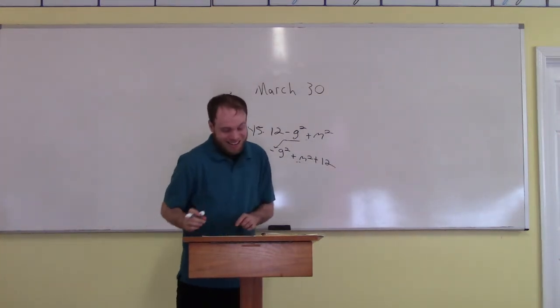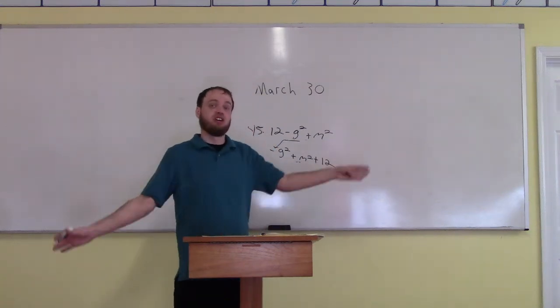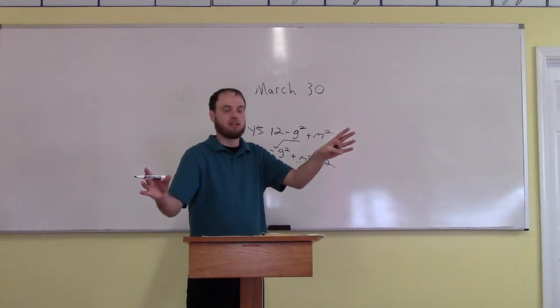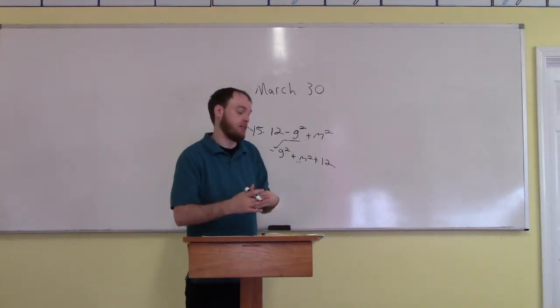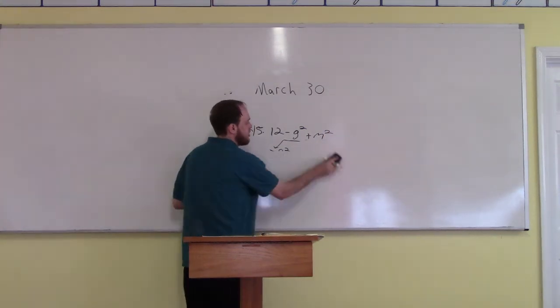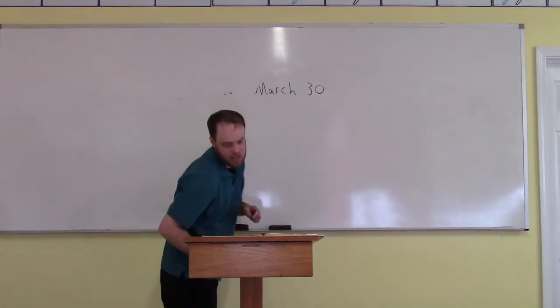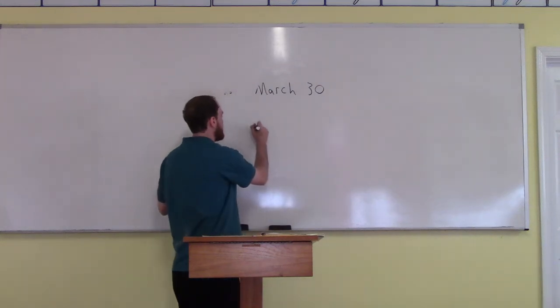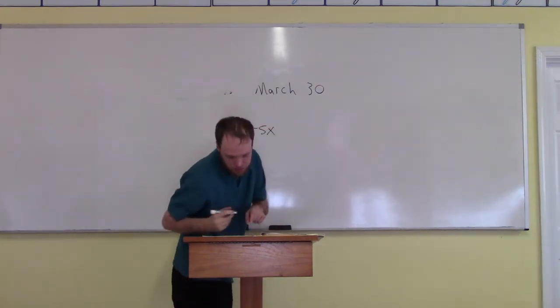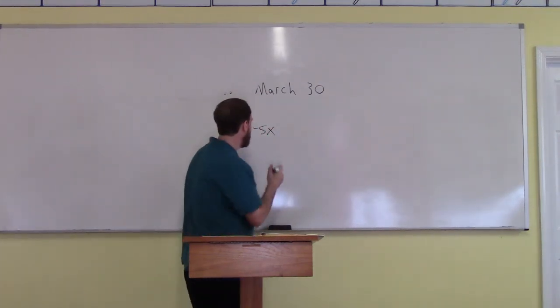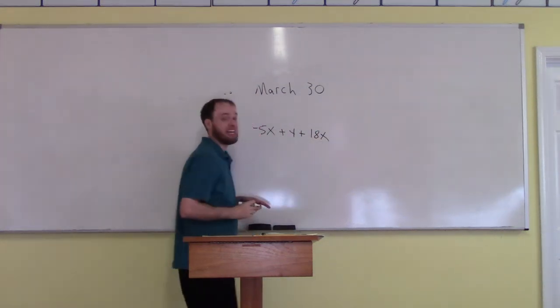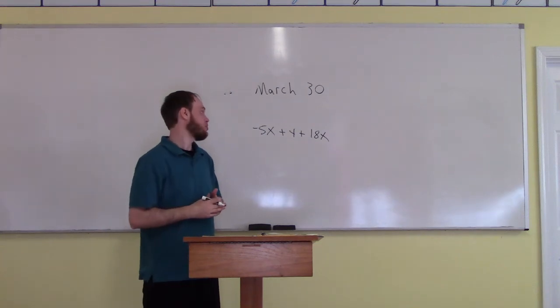All right, so the last section is just a combination of all of it, and so these last 3 or 4 problems we do to end the lesson is just basically taking it all and throwing it together. So if you look at 48, well, I'll do 49. So 49 says negative 5x plus 4 plus 18x. So again, we're just combining everything that we've learned so far today.